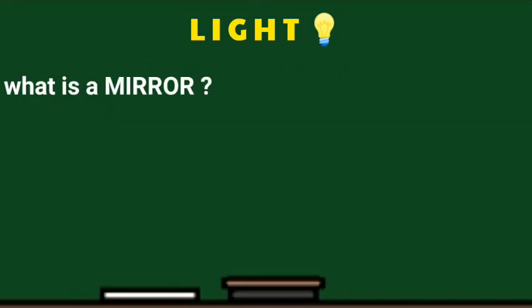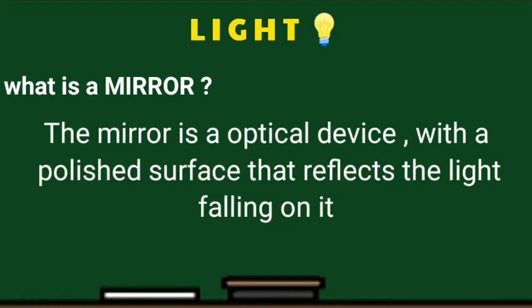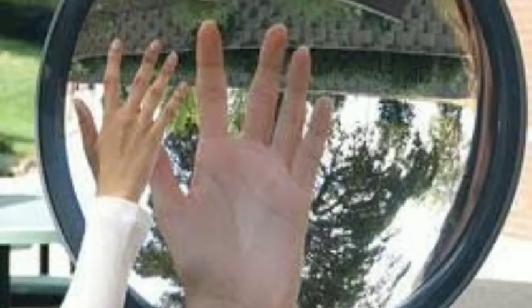Now, what is a mirror? A mirror is an optical device with a polished surface that reflects the light falling on it. A typical mirror is a glass sheet coated with aluminum or silver on one of its sides to produce an image. Mirrors have a plane or curved surface.